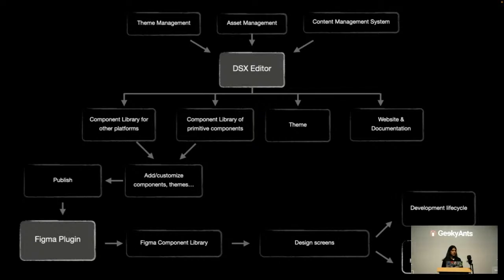So the first is the DSX editor, which has theme management, asset management, and content management, which creates a component library for us, generates a theme, and we can have a website and documentation around design systems. Then from the component library that we get from the DSX editor, we can actually have a Figma plugin. We can have a Figma component library, where the Figma plugin acts as a bridge, and then we can design screens in Figma and replicate those.